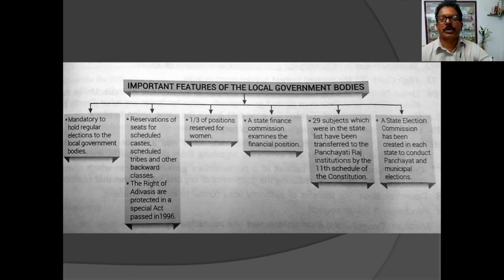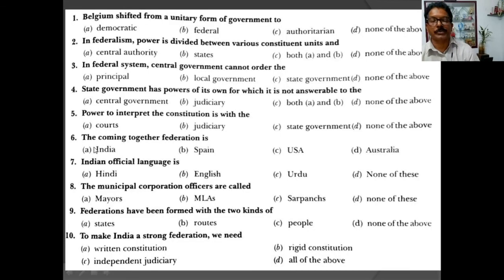Important features of the local government bodies. So what steps are taken to strengthen? We have studied a question. What steps are taken to strengthen local government bodies? First point, it is mandatory to hold a regular election to the local government. Mandatory means compulsory to hold a regular election to the local government after 5 years.